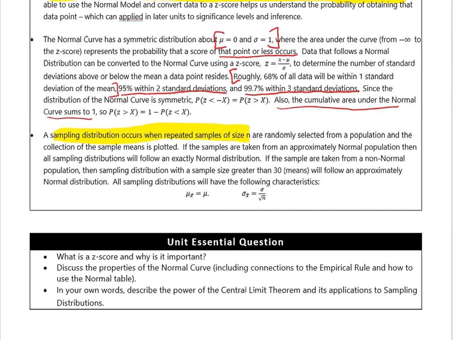samples of size n are randomly selected from the population and a collection of the sample means is plotted. If the samples are taken from an approximately normal population, then all sampling distributions will follow exactly a normal distribution. If samples are taken from a non-normal population, then sampling distributions with a sample size greater than 30 will approach normal. So remember, that is that really important central limit theorem that we use later in our inference testing.